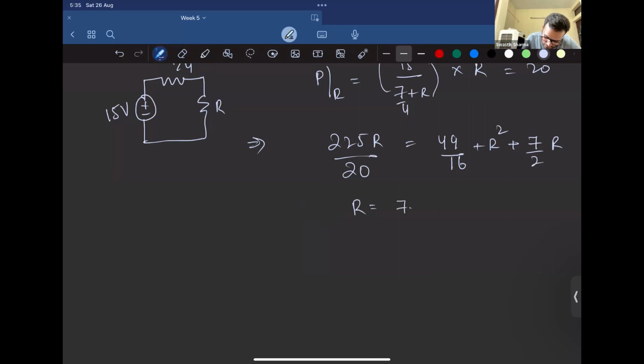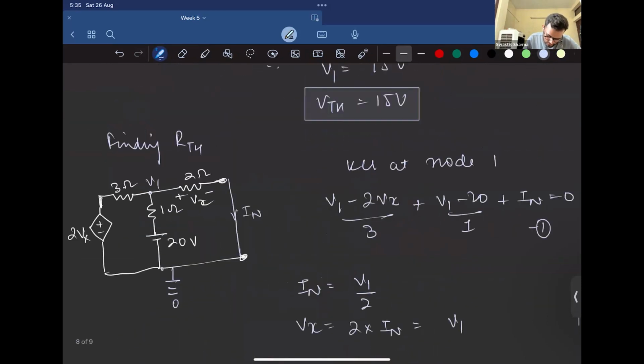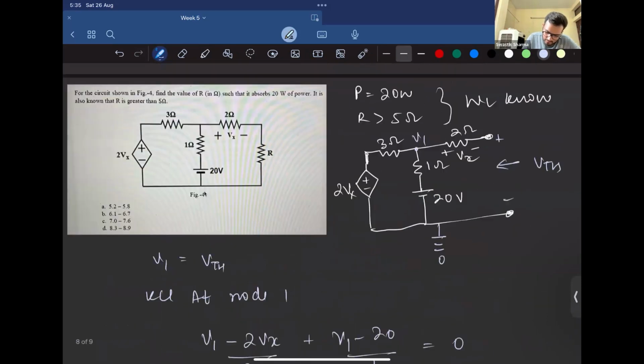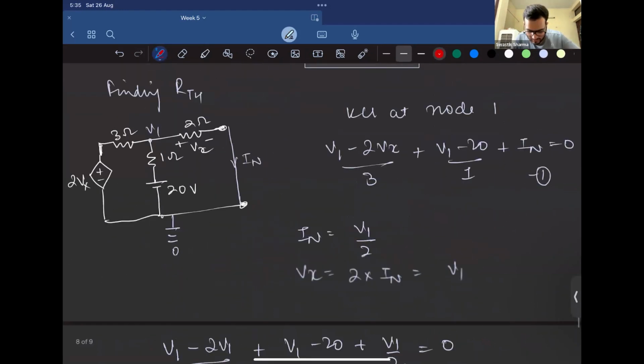So the answer would come out to be 7.33 or 0.418, right? Since R is greater than 5, the value of R is nothing but 7.33 ohms, right? So that means option C is correct. Let's do one more.